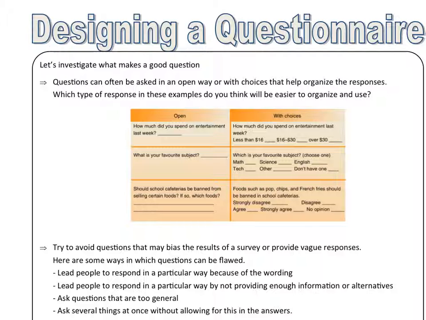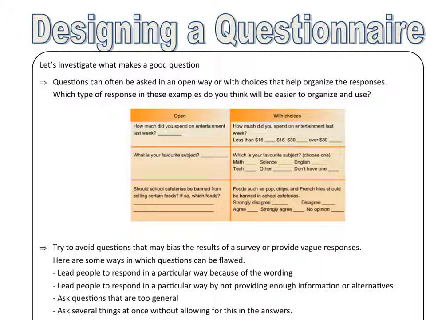So questions can often be asked in an open way or with choices that help organize the responses. Open just means people could answer whatever they want. It's totally open to whatever someone's going to put. So think about that when you're designing a questionnaire. Typically with statistics, there are some things you actually want to find out. So sometimes the choices are better. So let's just take a look at the differences.